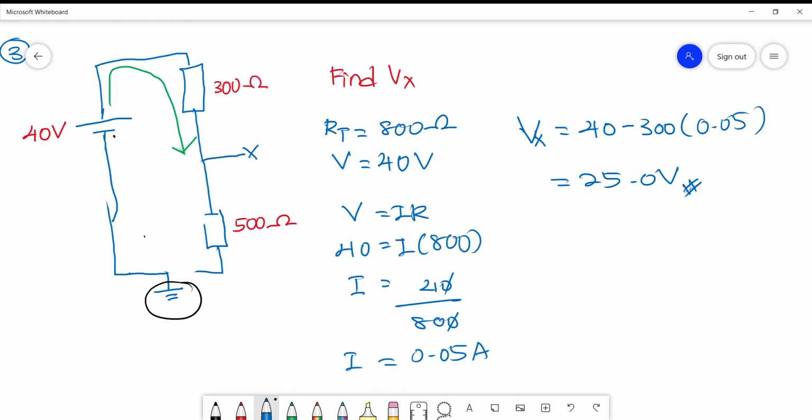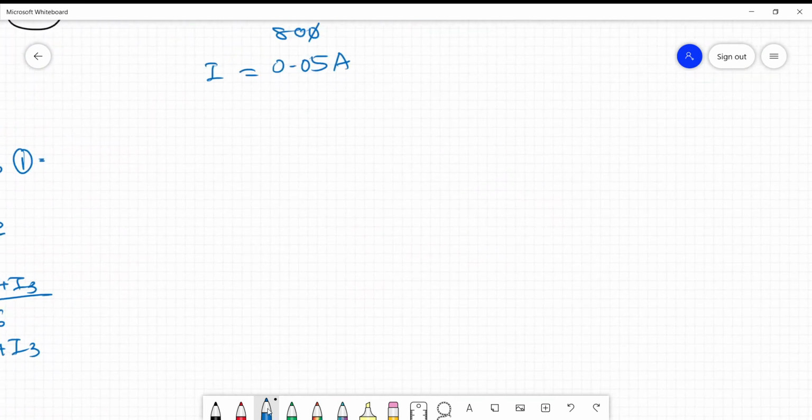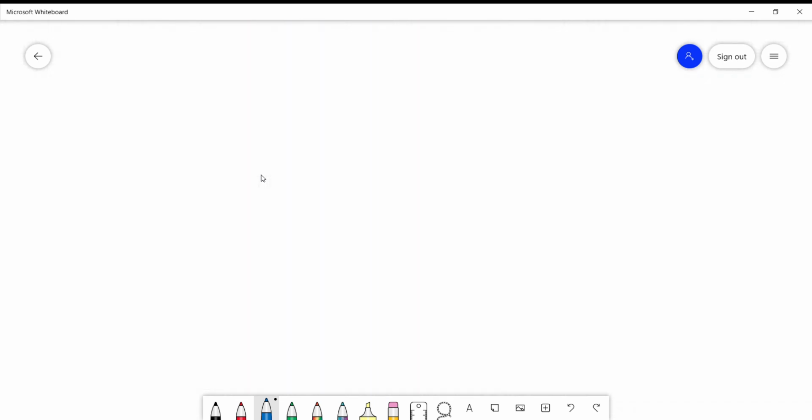Alright, so I think we have done the subtopics of the Kirchhoff law. Okay, so I think we will proceed now to our new subtopic. Let me find free space here. Okay, so we're going to discuss what is actually the potential divider. Potential divider.